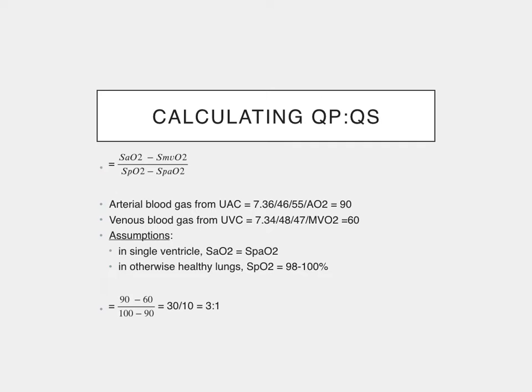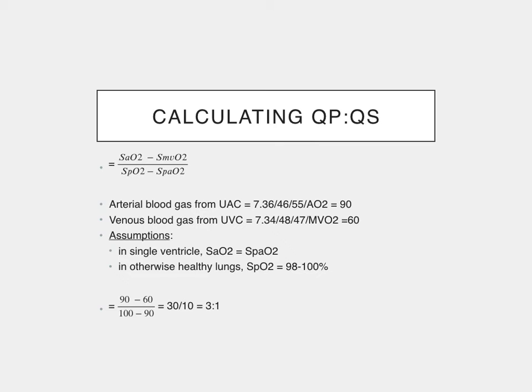And so knowing that, you can buy that the SaO2 will be equal to the SpaO2, right, as blood mixes, and that the LV ejects, and then blood will go one of two paths, either the pulmonary artery or the aorta. So those numbers are equal for the single ventricle patient.